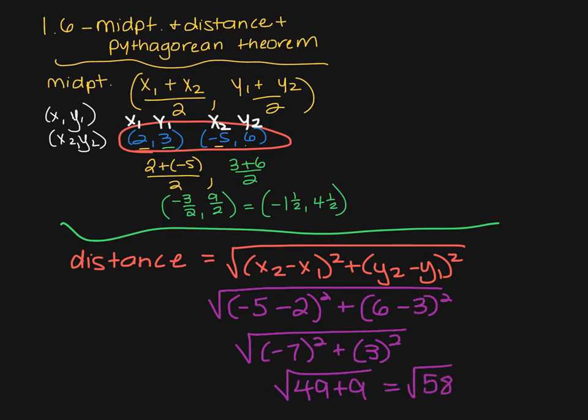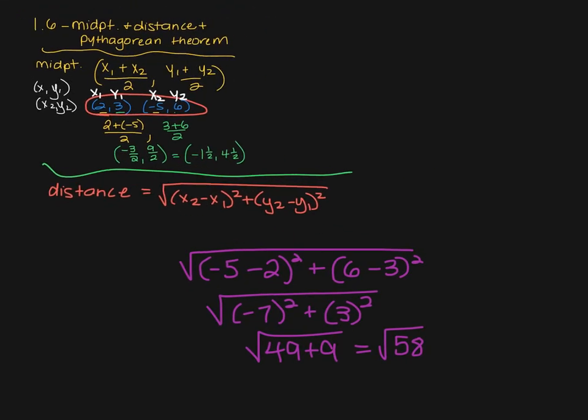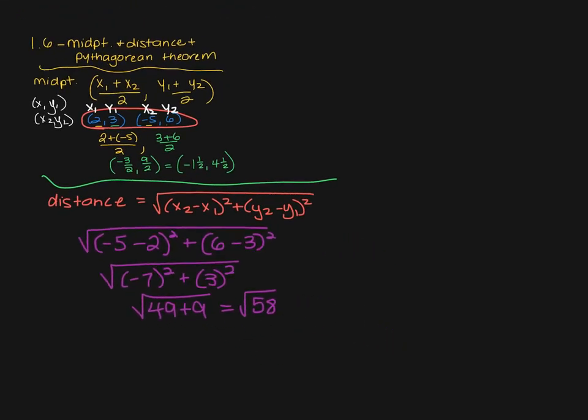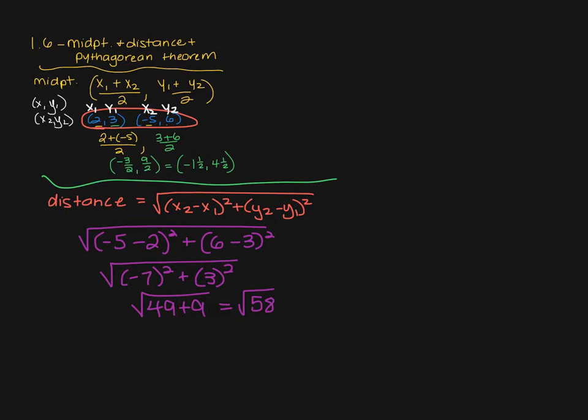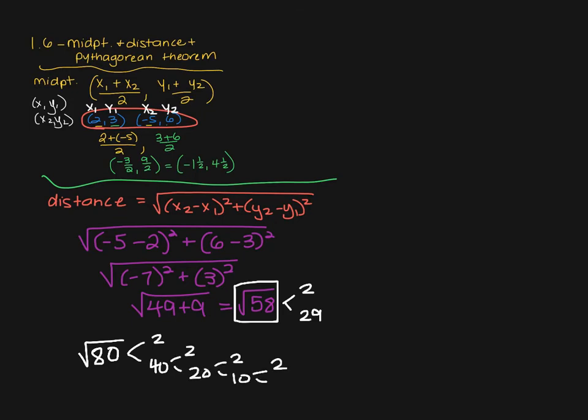And then you're going to leave this as a simplified square root, which means I have to see if that can break down at all into its factor tree. So 58 would be 2 and 29, and 29 is prime, so it stops there, and I would leave square root 58 by itself. Let's just say it's something like the square root of 80. Then I would break that down so that it would be 2 and 40 and 2 and 20 and 2 and 10 and 2 and 5.